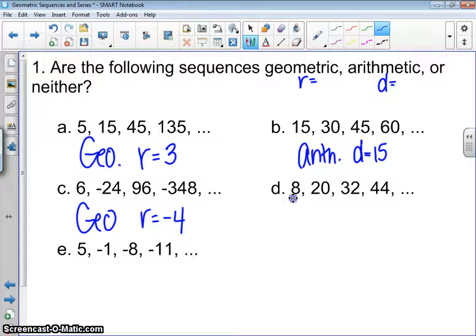Now part D, this is a sequence that looks like it's going up by 12 each time. 8 plus 12 is 20, 20 plus 12 is 32, plus 12 will be 44. So this is going to be arithmetic, and the d value is 12. And then part E, I've got 5 to negative 1. That would be subtracting 6. But if I subtracted 6, I would not get negative 8. Right here, I would have to divide by 5 or by negative 5 to get negative 1. But if I divide by negative 5 again, that definitely doesn't give me 8. So this one is neither arithmetic nor geometric.